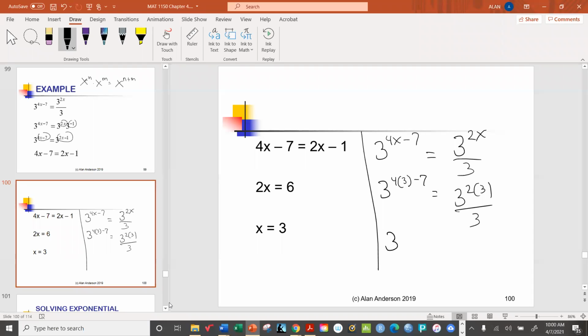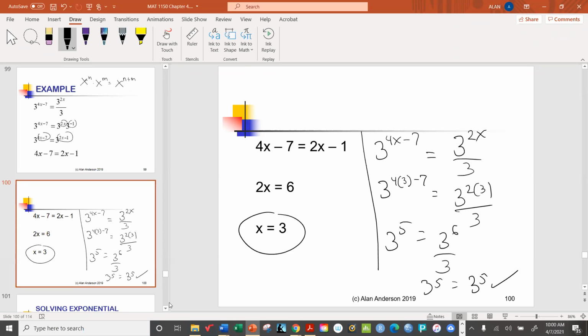So that means we'll have 3. This is 12 minus 7, which is 5. Okay, and then the final result is that 3 to the 5th equals 3 to the 5th. And that means we've done this correctly. All right, so that worked out pretty well.